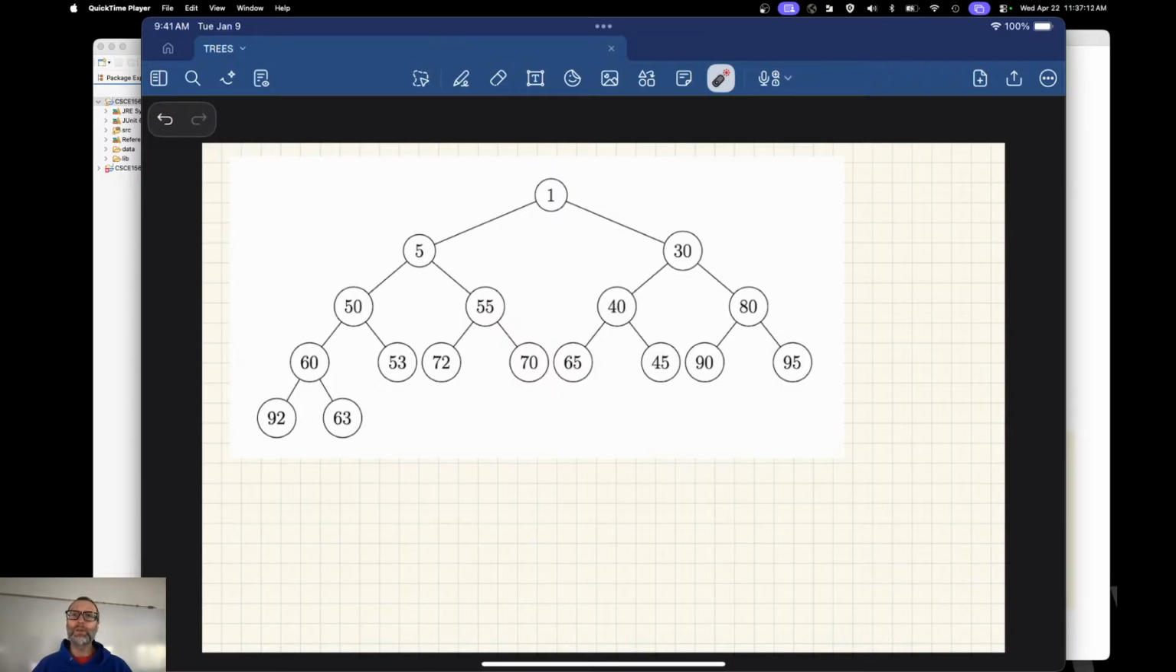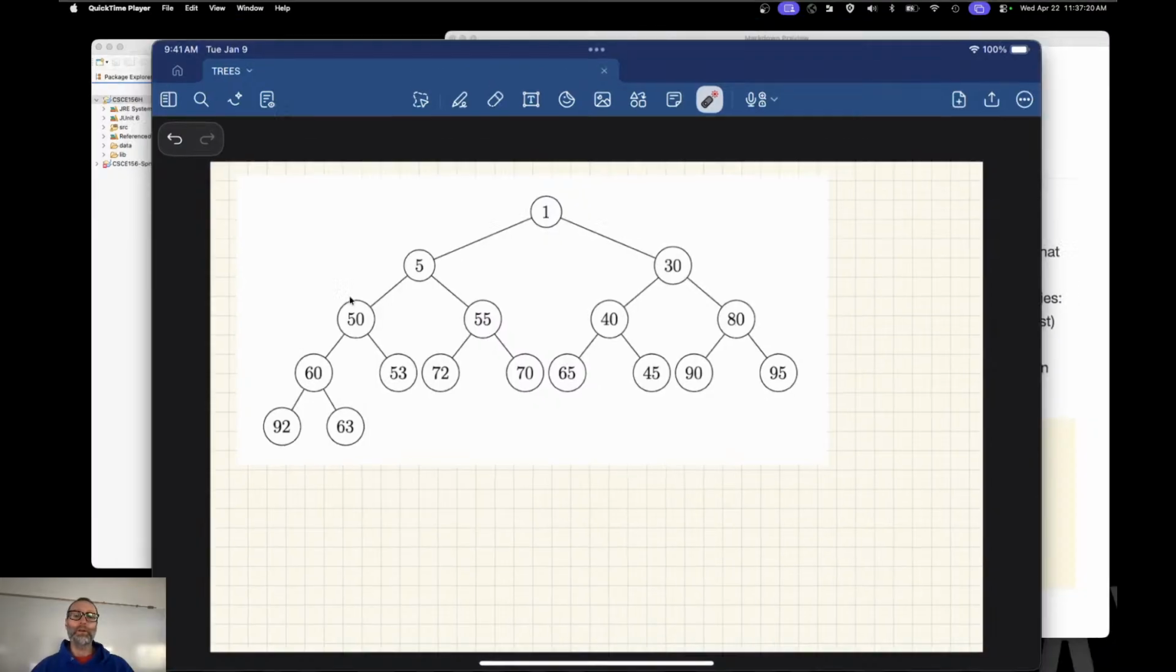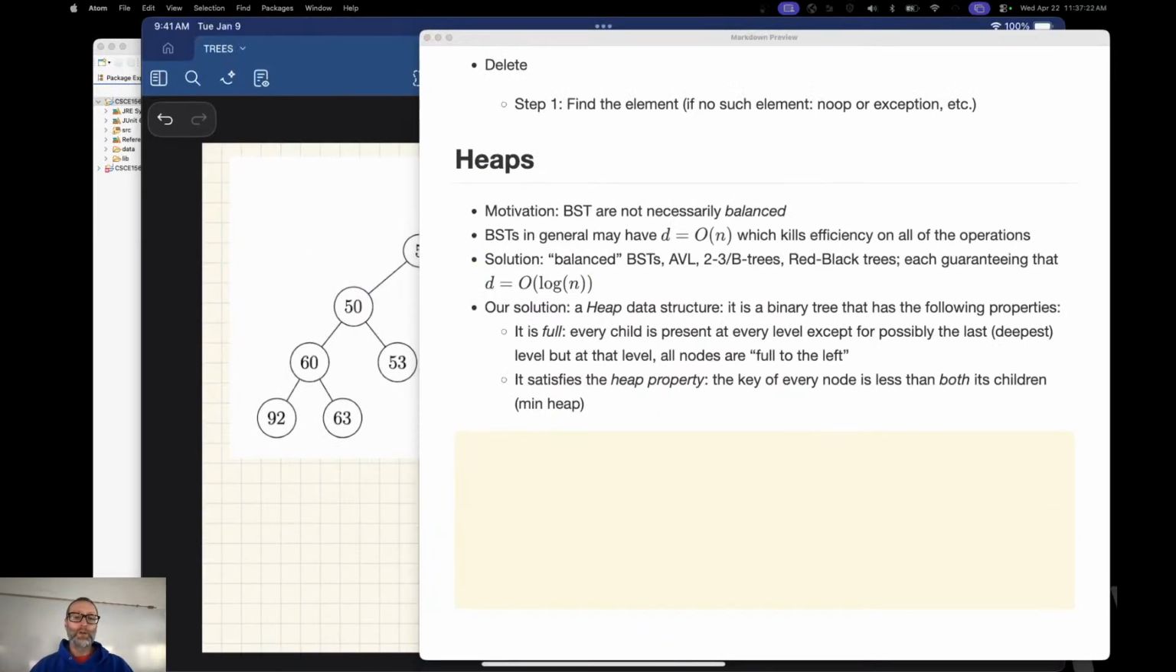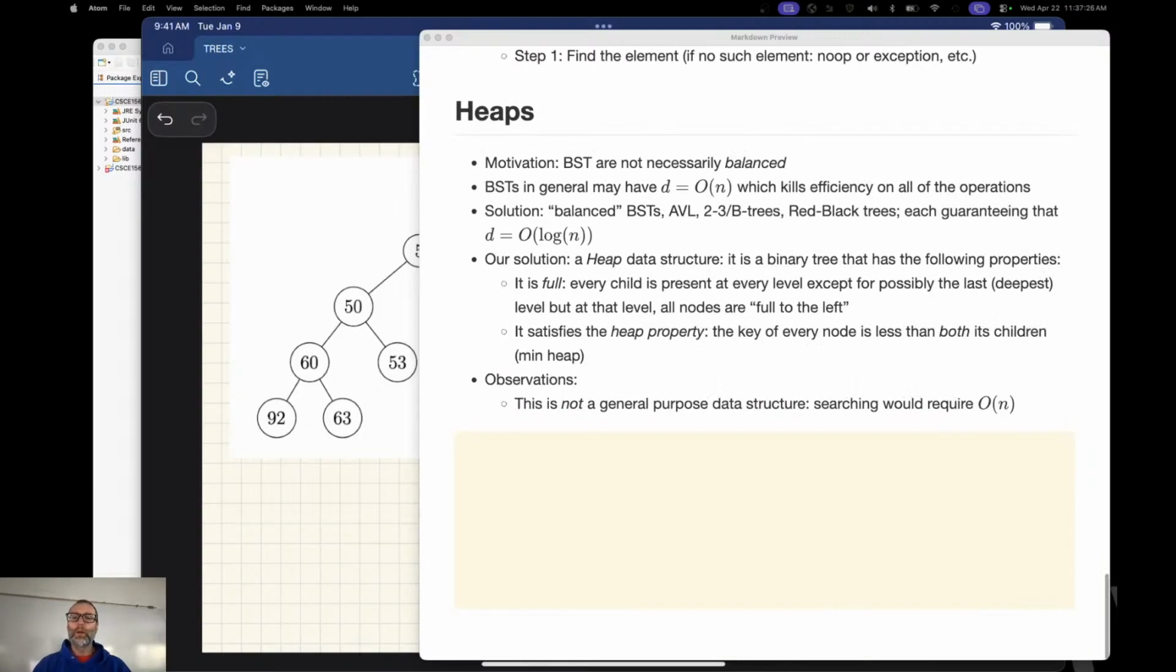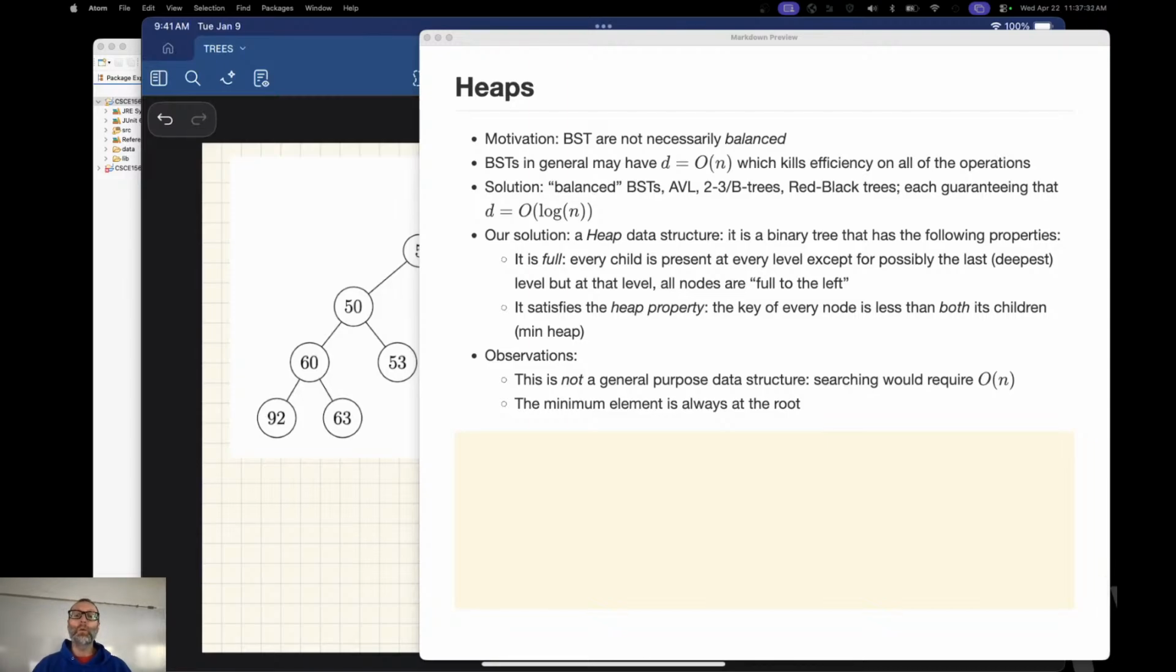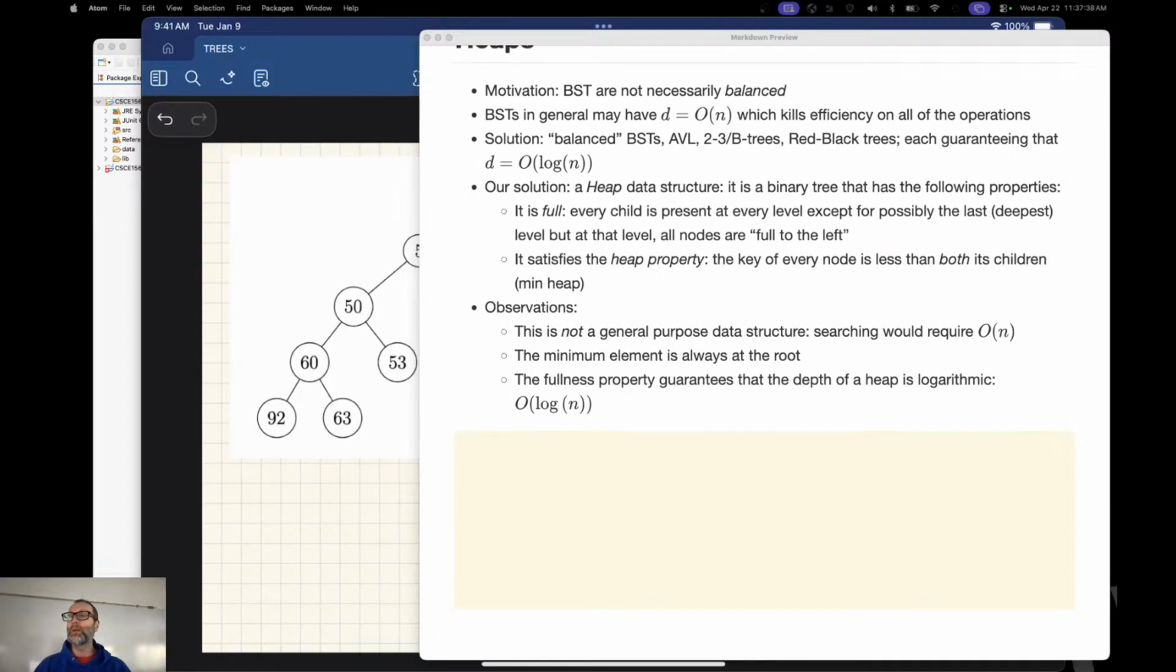So we're not shopping for a general search data structure here. If you want that, use a binary search tree. Instead, this is going to have its own applications. So again, our observations. It is not a general purpose data structure. Otherwise, generally searching it would be order n. The minimum element is always at the root. Awesome. And the fullness property, as I said before, guarantees that the depth is going to be logarithmic.